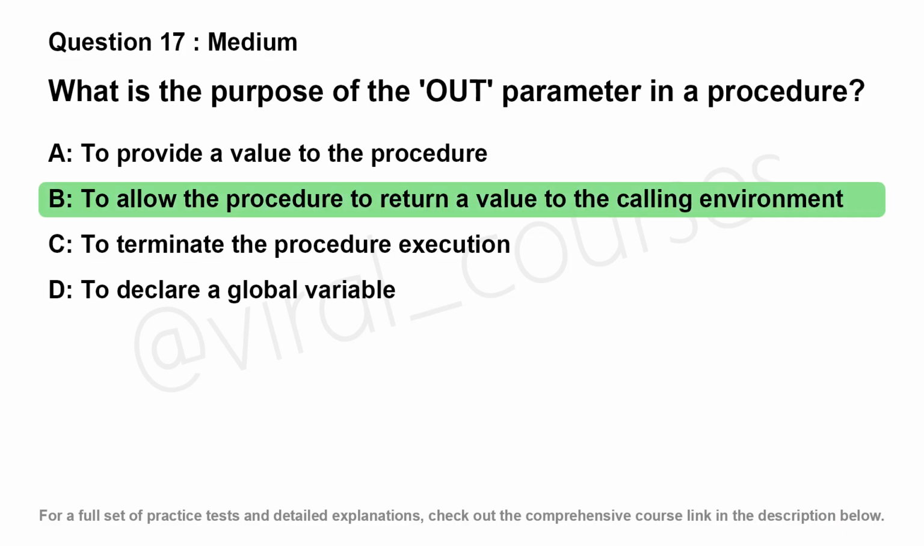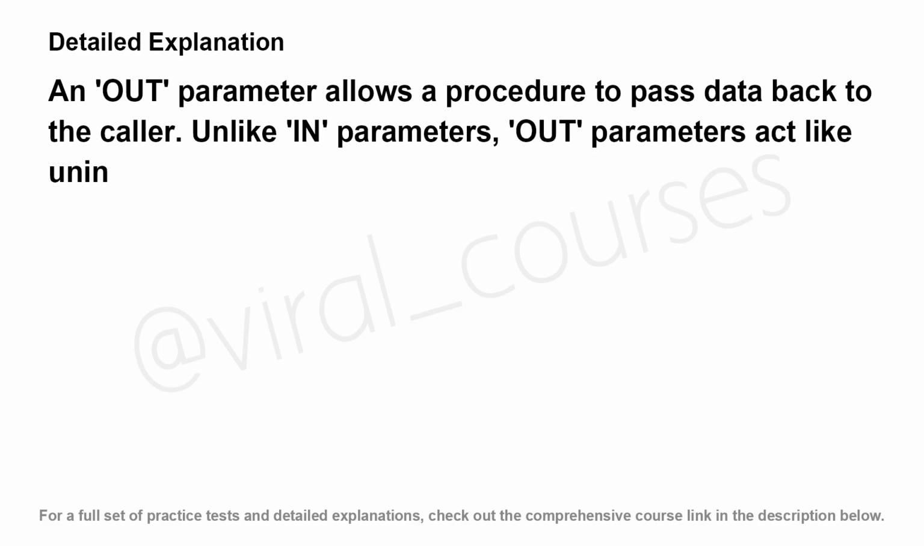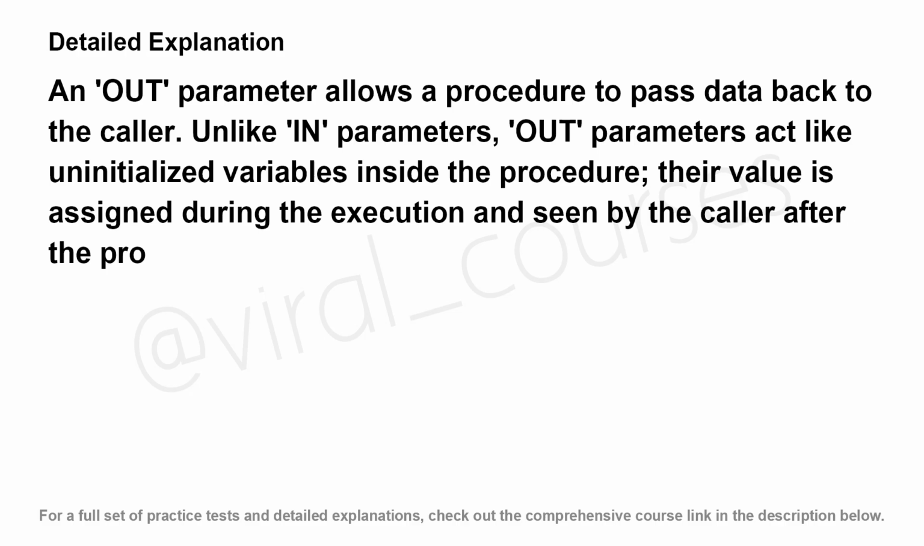The correct answer is B. An OUT parameter allows a procedure to pass data back to the caller. Unlike IN parameters, OUT parameters act like uninitialized variables inside the procedure. Their value is assigned during the execution and seen by the caller after the procedure finishes successfully.